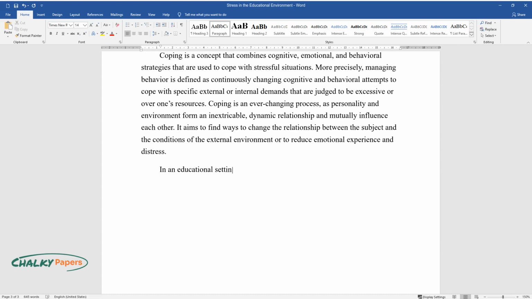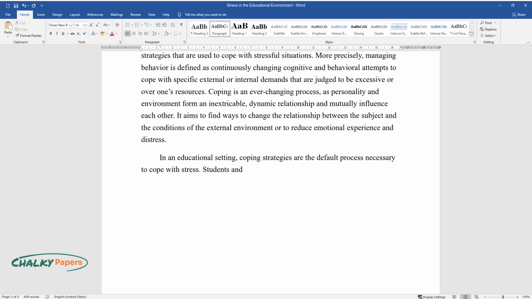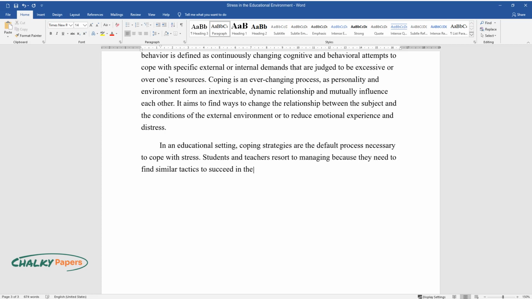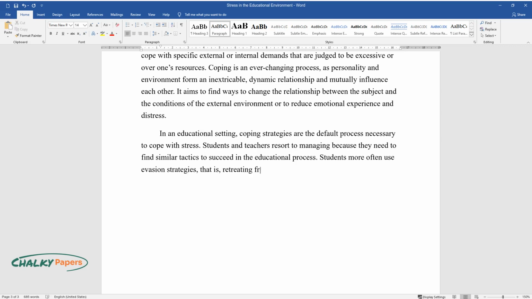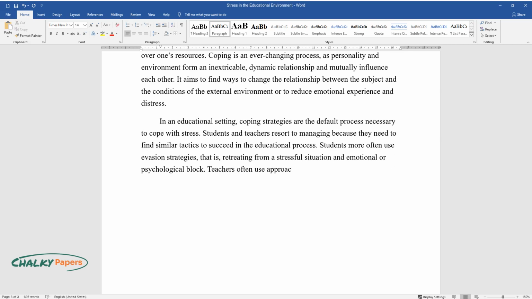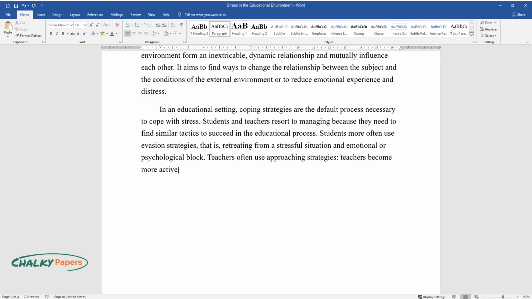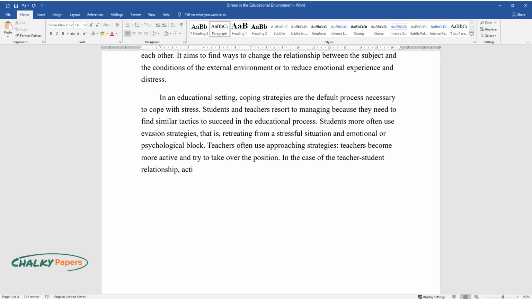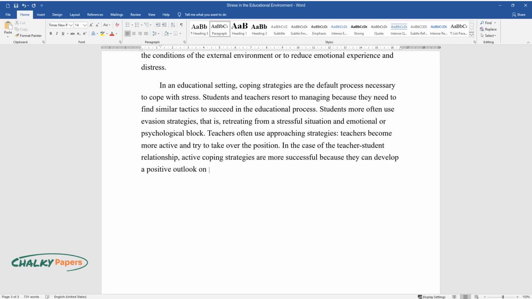In an educational setting, coping strategies are the default process necessary to cope with stress. Students and teachers resort to coping because they need to find similar tactics to succeed in the educational process. Students more often use avoidance strategies, that is, retreating from a stressful situation and emotional or psychological block. Teachers often use approaching strategies. Teachers become more active and try to take over the position. In the case of the teacher-student relationship, active coping strategies are more successful because they can develop a positive outlook on stress, which is no small part of the success of overcoming it.